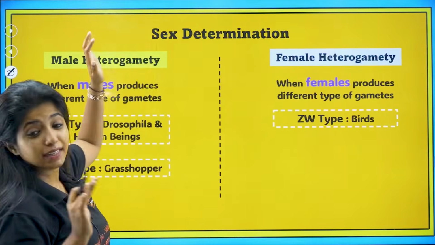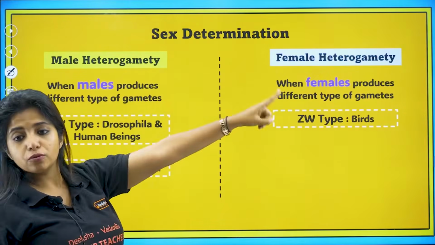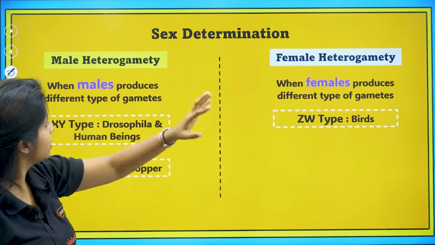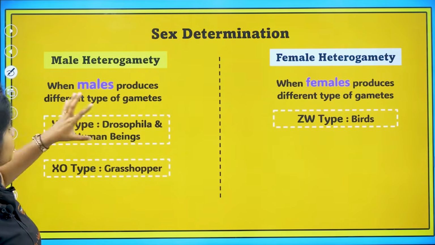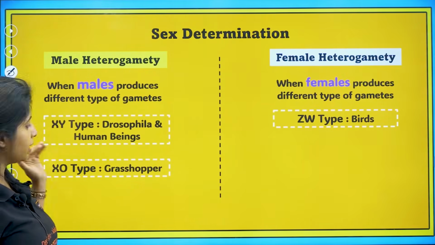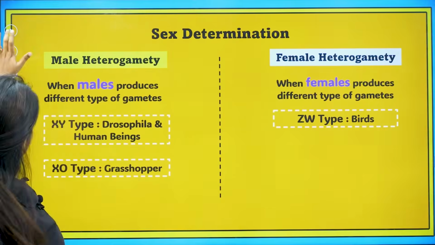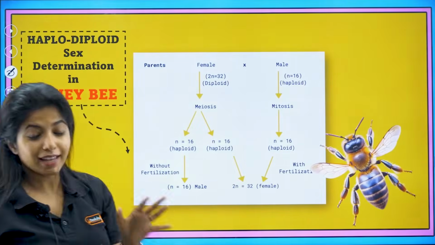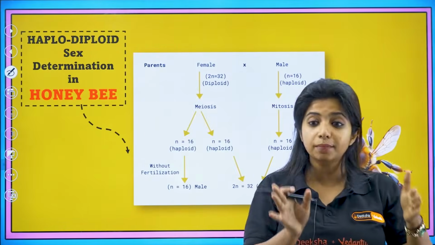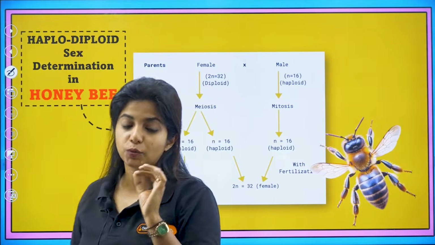I hope you do not forget it. It's there in birds. Female heterogamety, female produce two different types of gametes, ZW in the case of birds. Male heterogamety, males produce two different types of gametes, XY and XO. Perfect. Now the next type of sex determination is seen in honeybees, and this is haplodiploid sex determination.